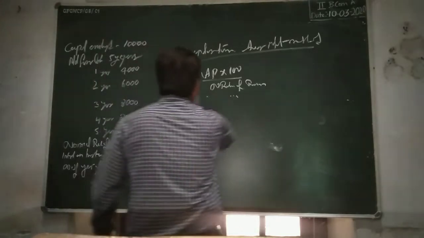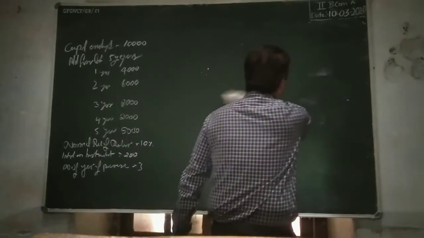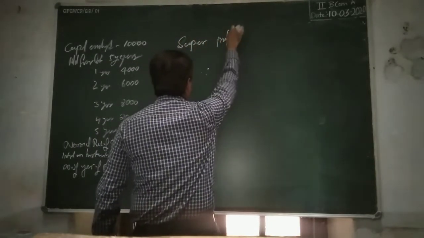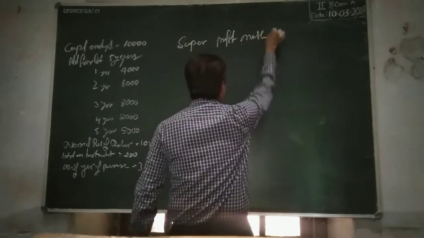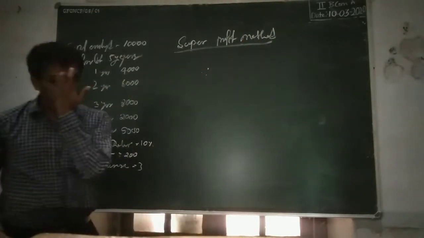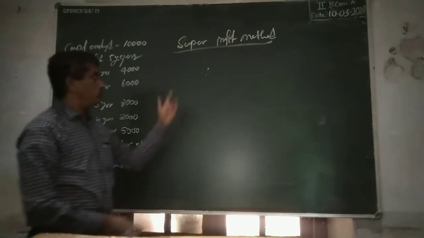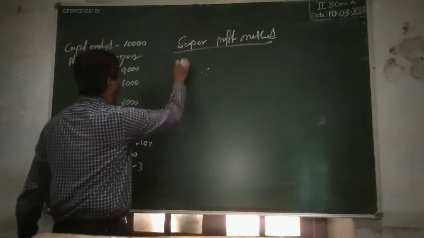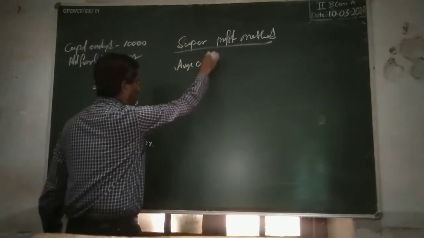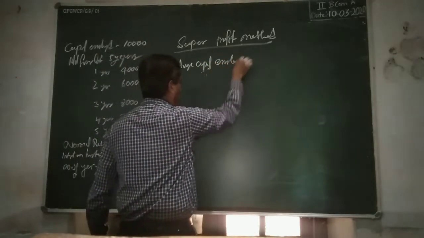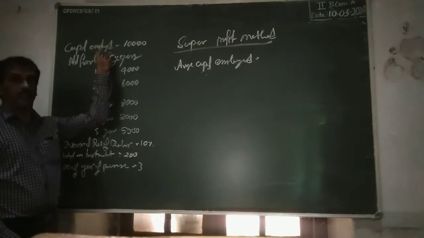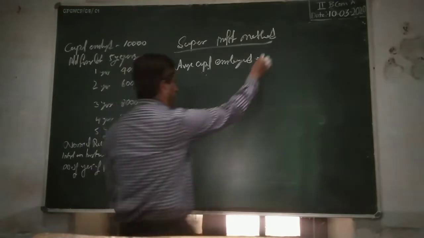Next, the third method, the super profit method. Calculation of goodwill under the super profit method. What is the super profit method supposed to do? First we are supposed to calculate the average capital employed. But in this particular case, capital employed is given directly, so that should be assumed as average capital employed, which is 10,000.